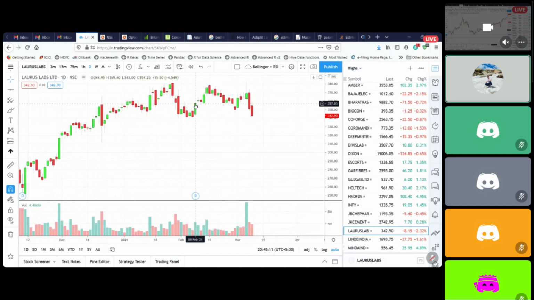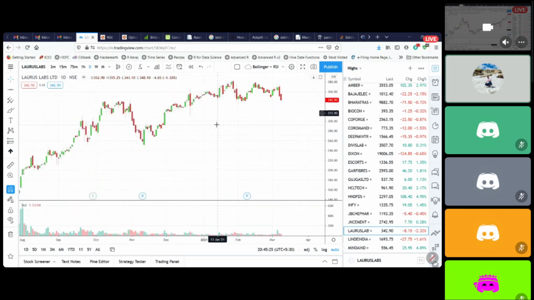This was one potential entry point, but from 357 to 380, I was skeptical to take the trade here. Slightly, but potentially it could have been a trade, 357 to 380, 23 rupees. But it would be having 6% only, 6 to 6.5%. So I didn't take this. This was much more comfortable.